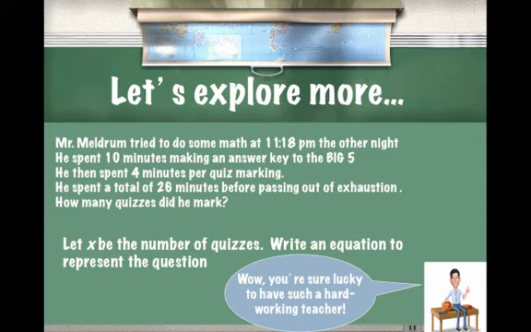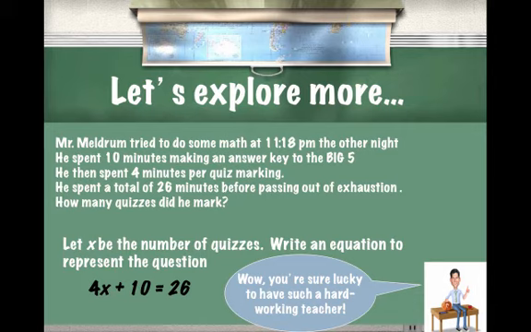If we let x be the number of quizzes, write an equation to represent the question. So again, we look for clues. The first clue that jumps out at me, he spent a total of 26 minutes. So whatever our answer will be, it'll be equals 26. If I spent 4 minutes per quiz marking, that indicates that I'm doing some multiplication. And 10 minutes making an answer key, that's our constant. So therefore, 4x plus 10 equals 26.